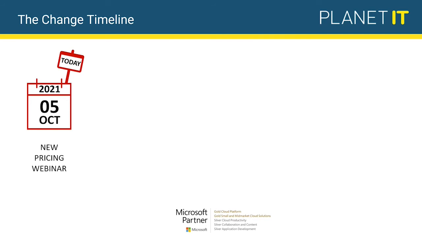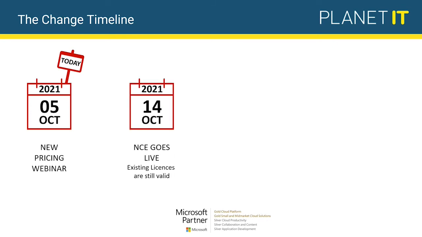So the 5th of October, which is today, this is the webinar that we're presenting to you right now, and providing you with all this information. Essentially, you need to start looking at this now to lock in current pricing before the upcoming deadline. 14th of October, which is the go live date of the NCE. And from this date, you will be able to start new CSP agreements. Note that at this point, existing licenses will still be valid and you won't see a price increase just yet.